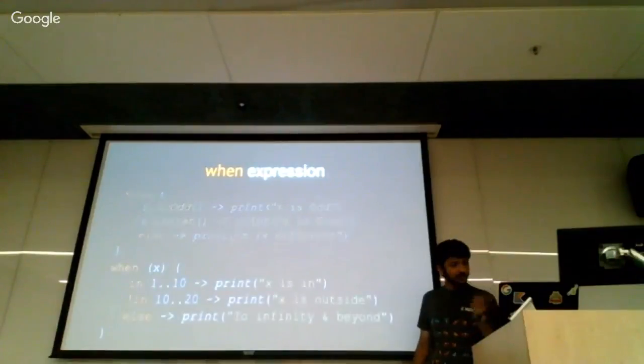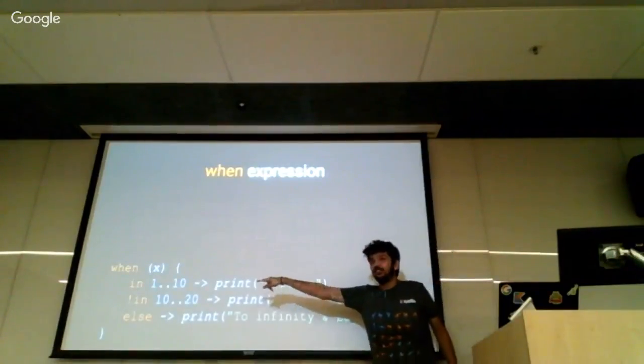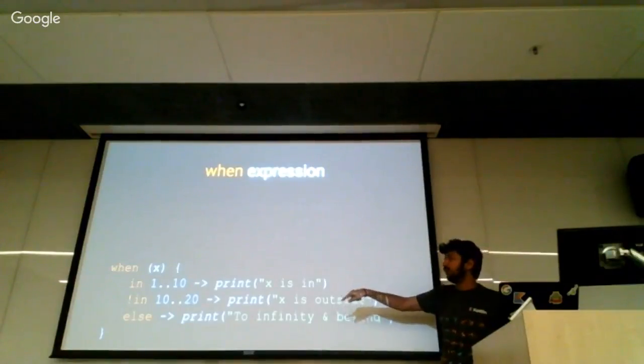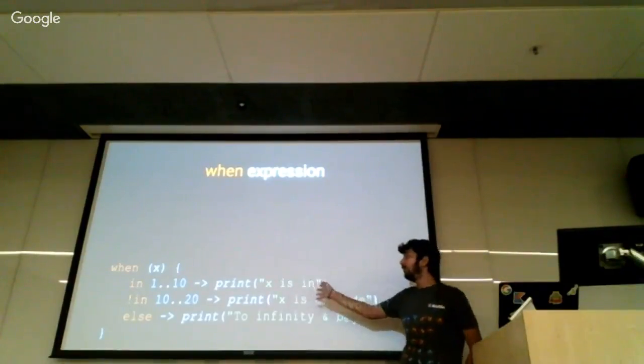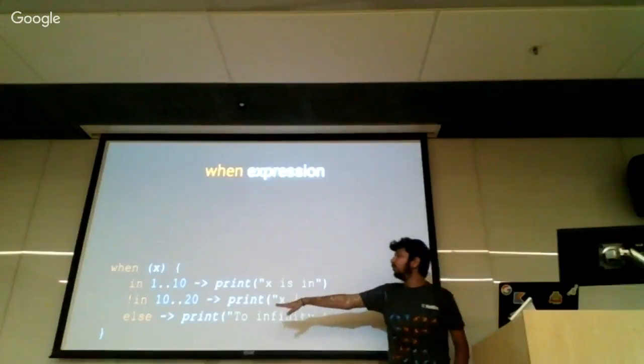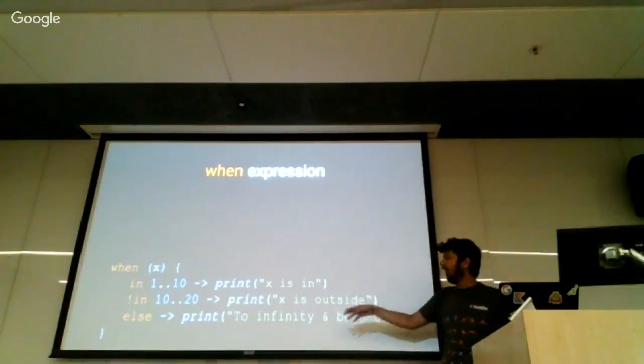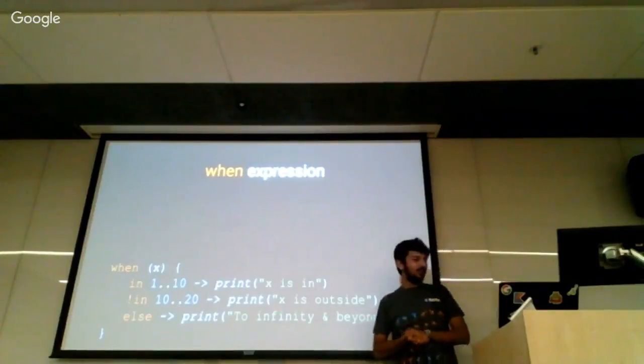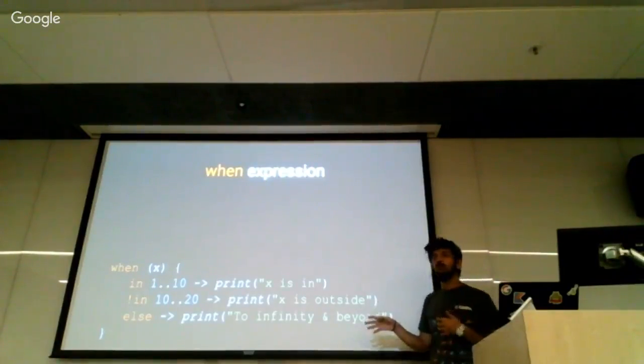You can even do this. Also notice that I have passed x to the when function, and inside you can check the range. If x is in the range of 1 to 10, then print that, and if x is not in the range of 10 to 20, then x is outside. And you can also have an else condition, that if x is beyond infinity and so on. And there are a lot more things you can do, even casting.